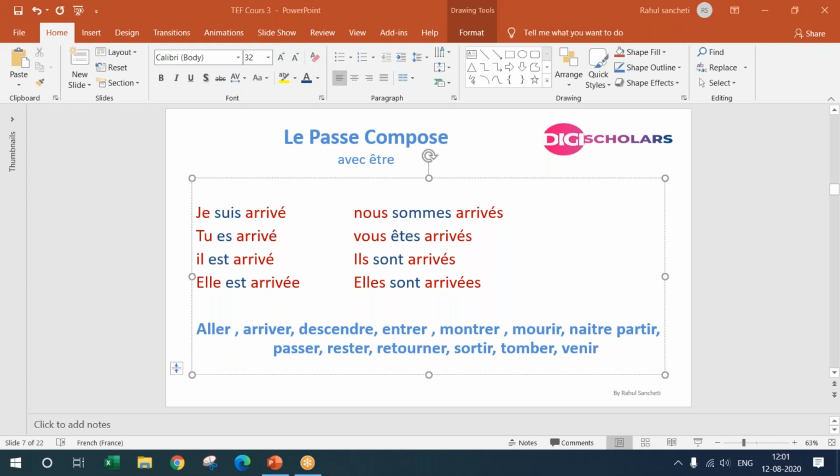Yeah, thank you. So now you will have to remember this. Yes, we'll take an example. So we will have to remember these 14 verbs.